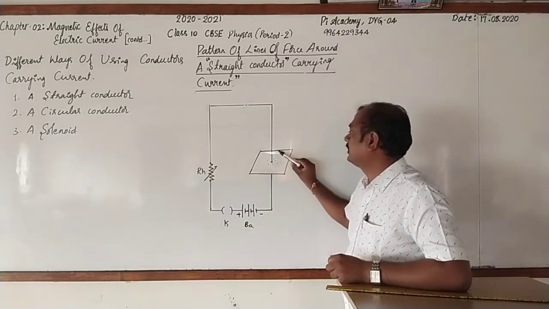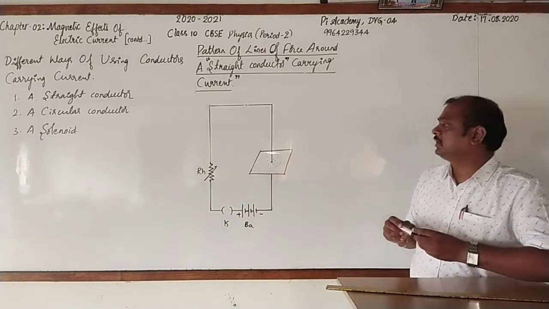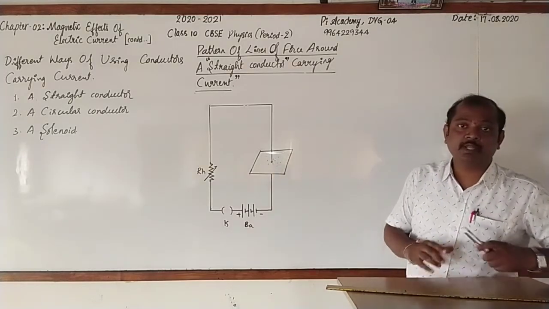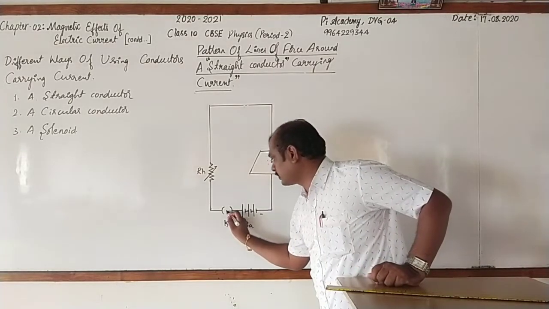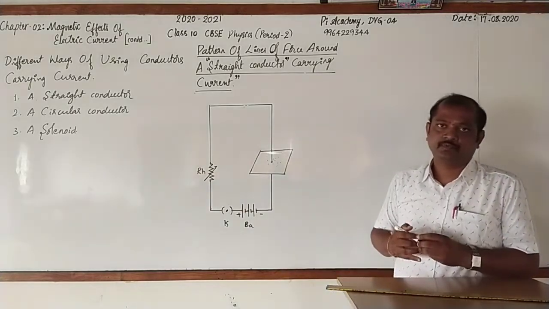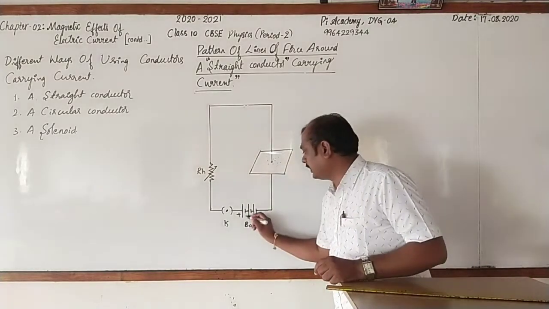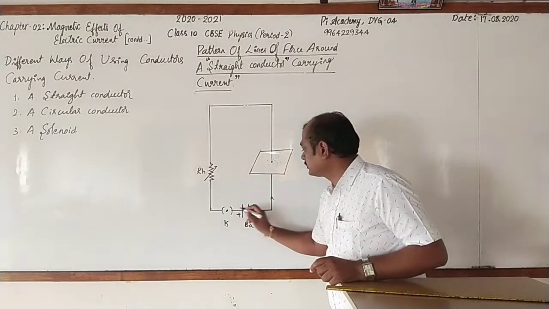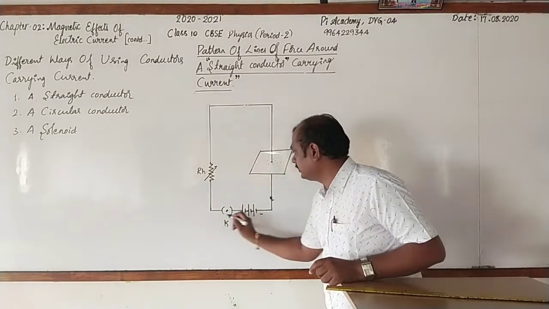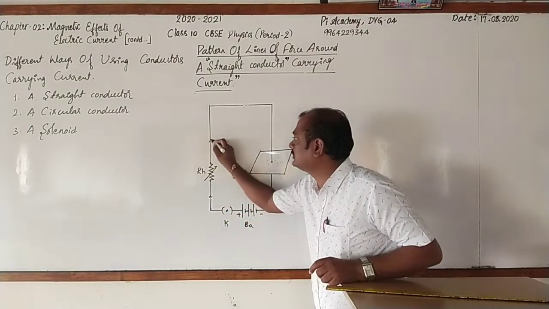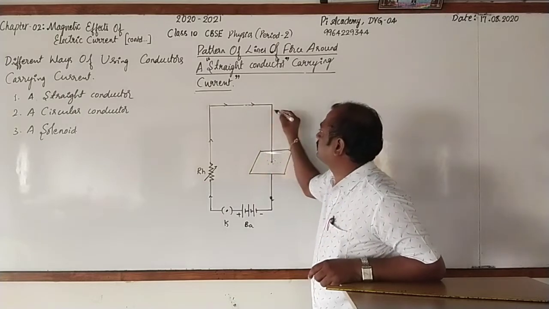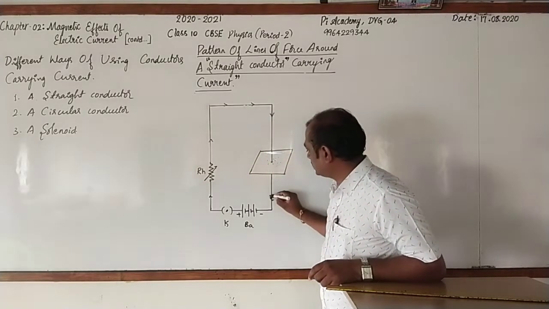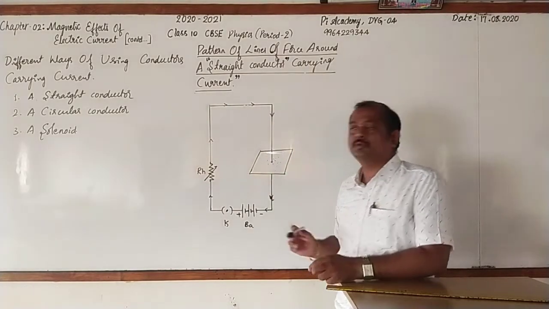See that? Iron filings are spread evenly. Next, what should be done? Yes, let us close the circuit. What happens? The current starts flowing from the positive terminal to the negative terminal. Just keep observing the direction which I am showing: positive terminal to negative terminal.